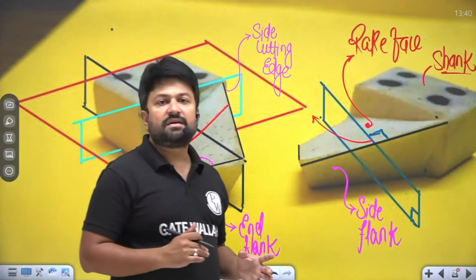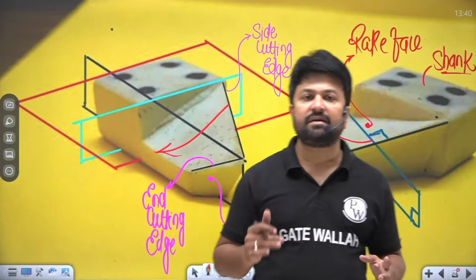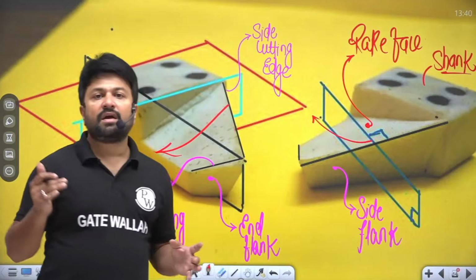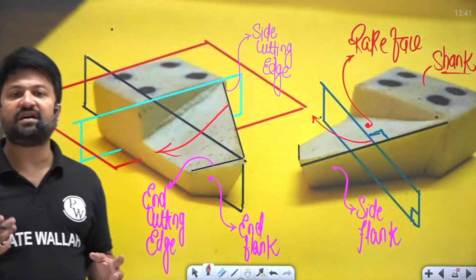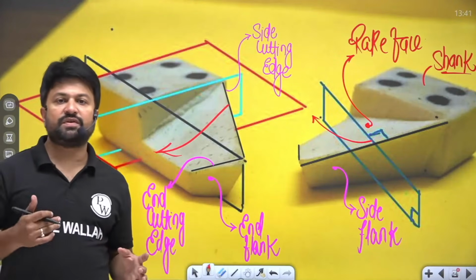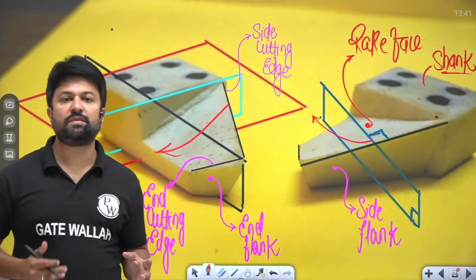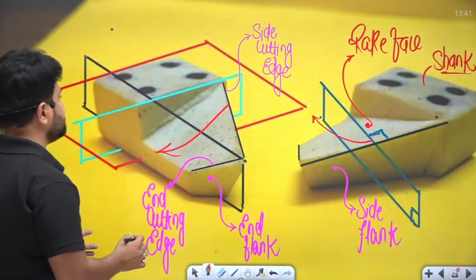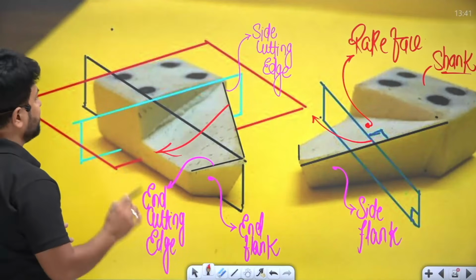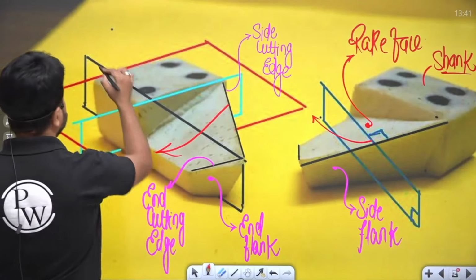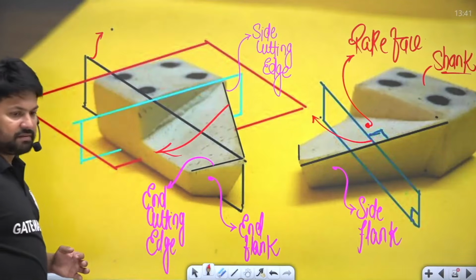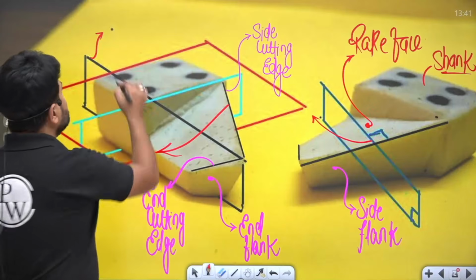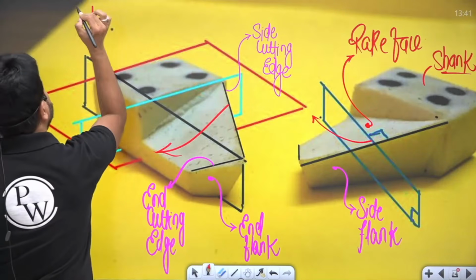The first is the ASA system, that is American Standard Association. In this system, angles defined are measured with respect to 3 mutually perpendicular planes. Here you can see there will be 3 planes. This is plane number 1, right?